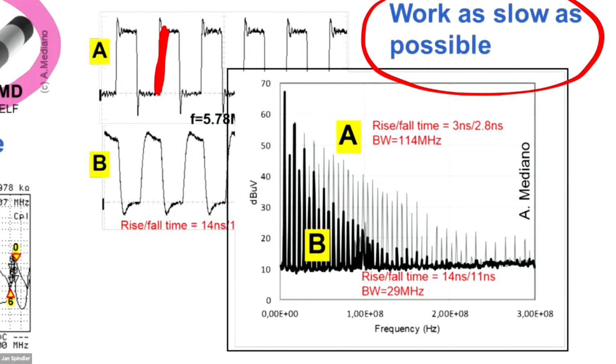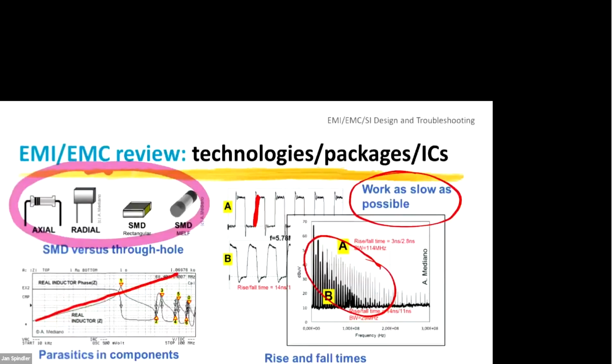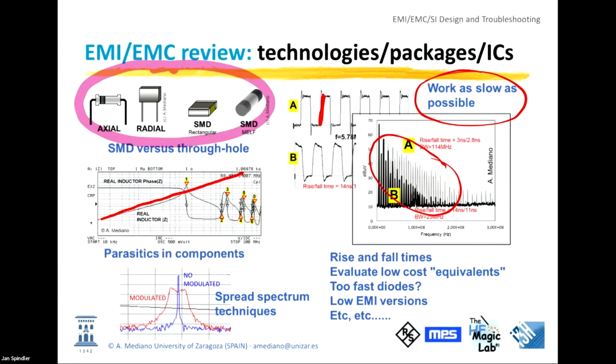Okay, you can see here the difference in the bandwidth of the signal. If you are switching in 2 to 3 nanoseconds, the bandwidth is around 100 megahertz. If you switch in 10, 15 nanoseconds, the bandwidth goes to 30 megahertz. That means fewer problems with cables, with the slots, with PCB traces, things like that. So this is a very important part of the review: what kind of components, what kind of technologies are you using. Perhaps we can change this to another slower technology.